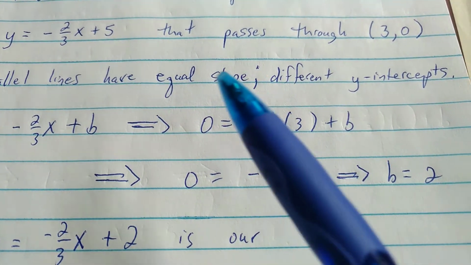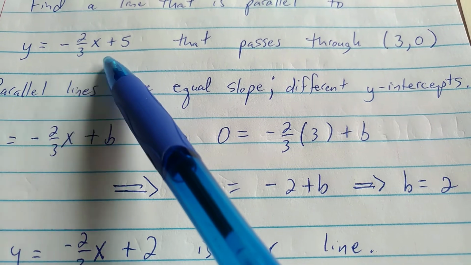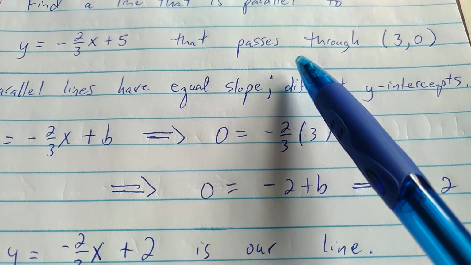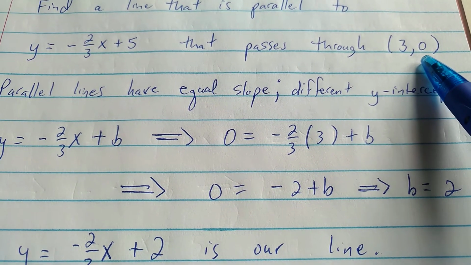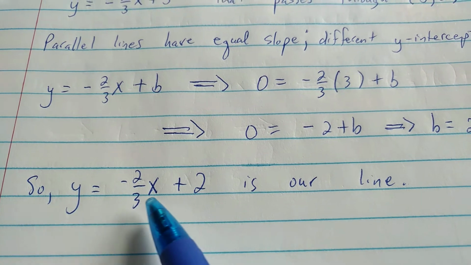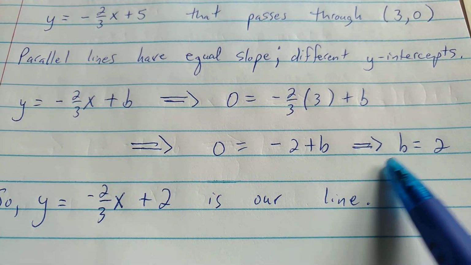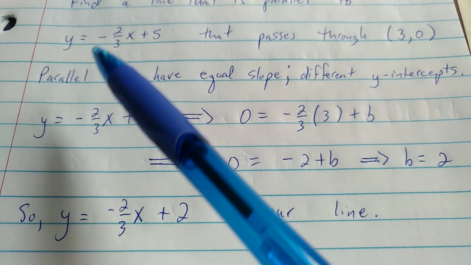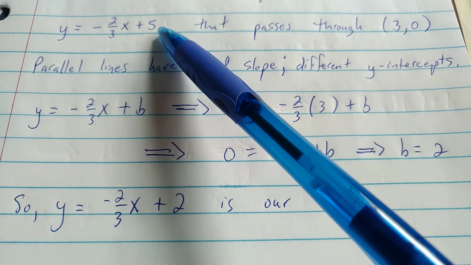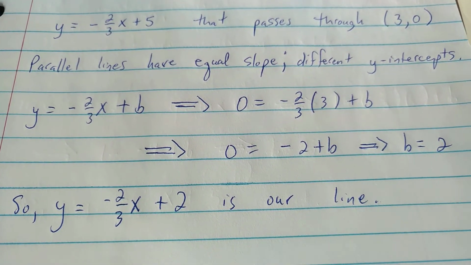So the line we were looking for, parallel to this given line, whose equation is y equals negative 2/3 x plus 5, and the one we're looking for, which passes through the point 3, 0, that line has this equation, y equals negative 2/3 x plus 2, based upon the work we did here. Notice they do have the same slope. They both have negative 2/3 as their slope, but different y-intercepts, 5 versus 2. So yep, they're going to be parallel.